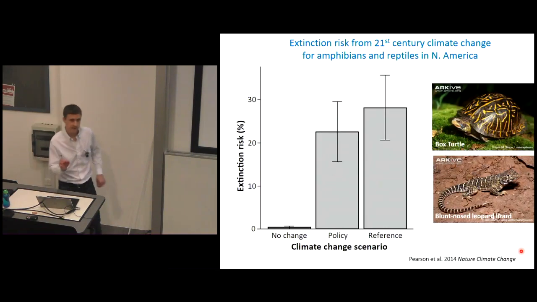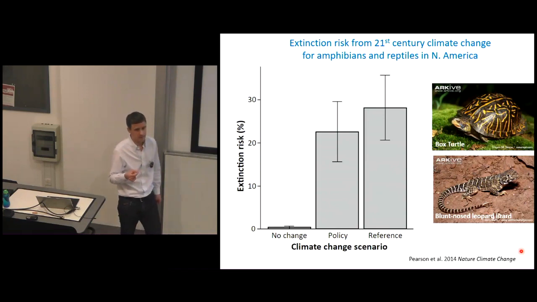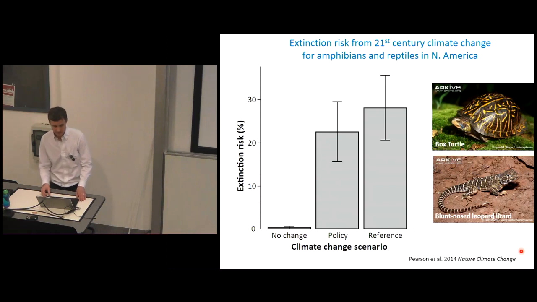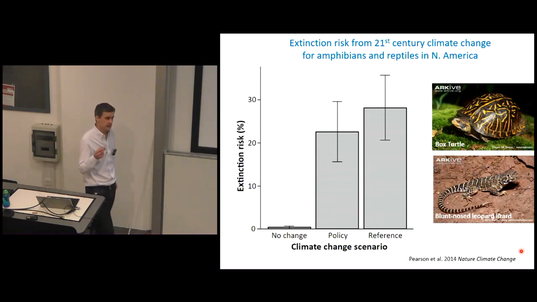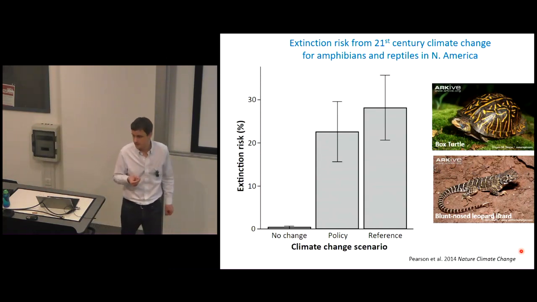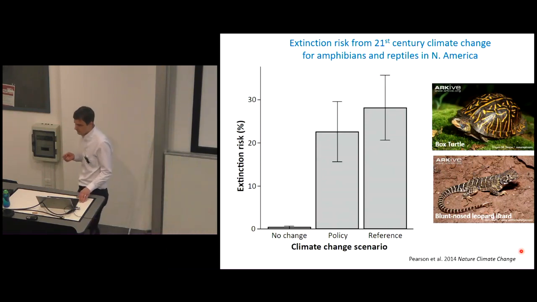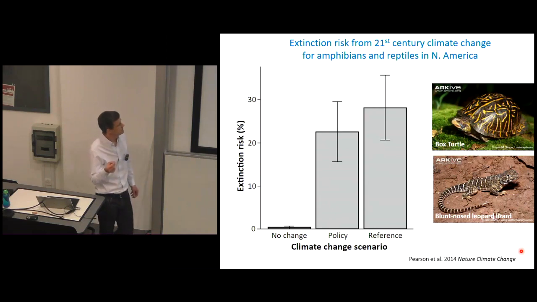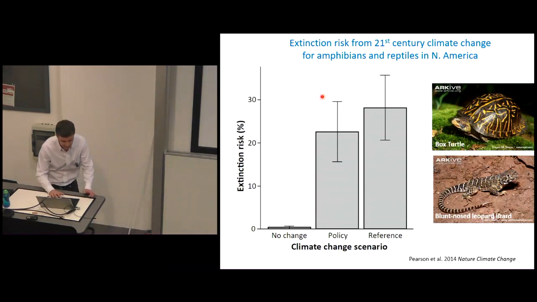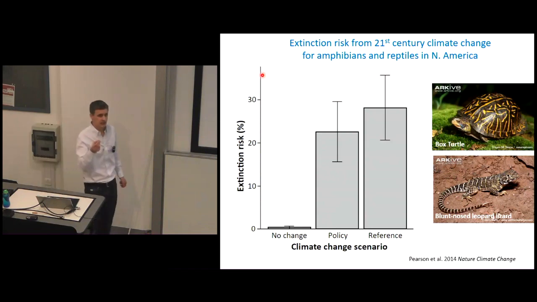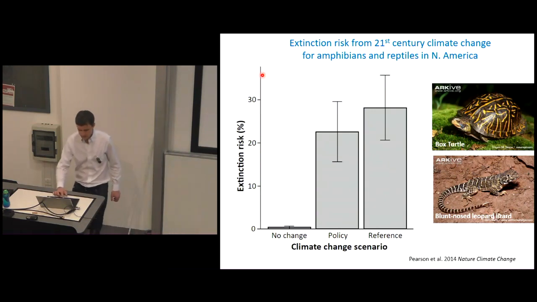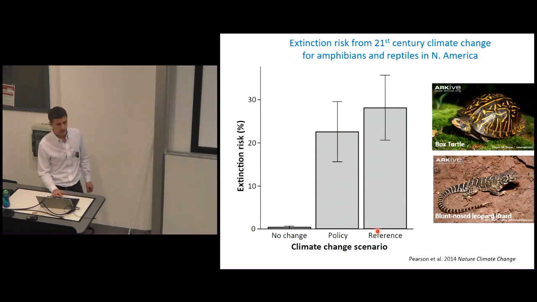Again, I'm not going to go into the methods in much more detail now, but we had a large project when I was based at the American Museum of Natural History, looking at endemic amphibians and reptiles in North America. These are some results for about 35 or 36 amphibians and reptiles. What you're seeing is the extinction risk: the probability of the population trending towards zero at 3 different climate change scenarios.